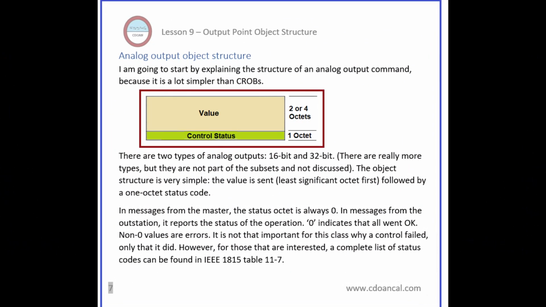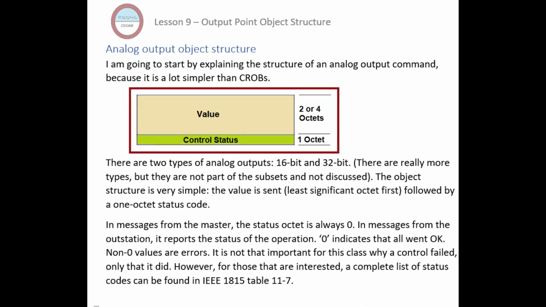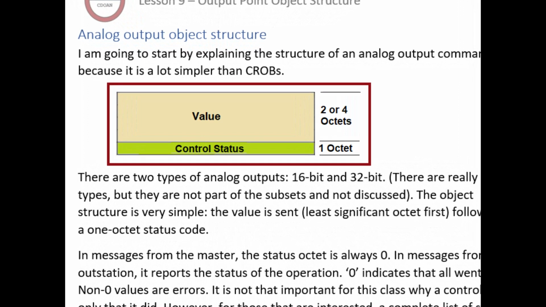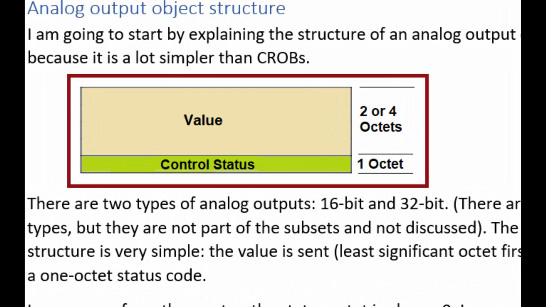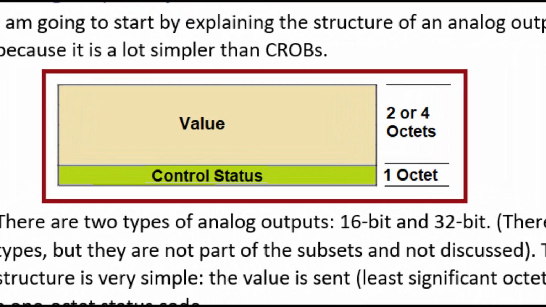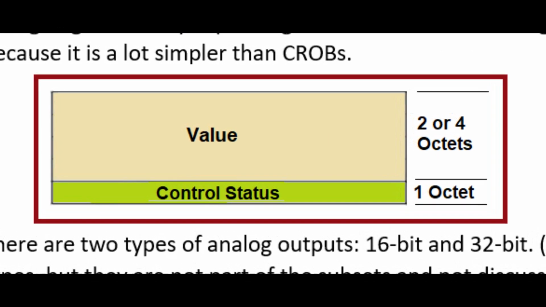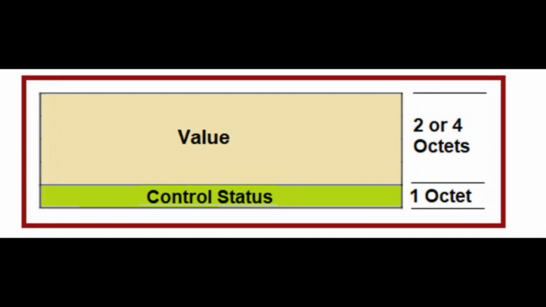Now, as we move on to the actual object structure, I'm going to start by explaining the structure of an analog output command first, because it is a lot simpler than CROBs. There are two types of analog outputs, 16 and 32-bit. There are really more types, but those other types are not part of the subsets and therefore not discussed. The object structure is very simple. The value is sent, least significant octet first, followed by a 1-octet status code.